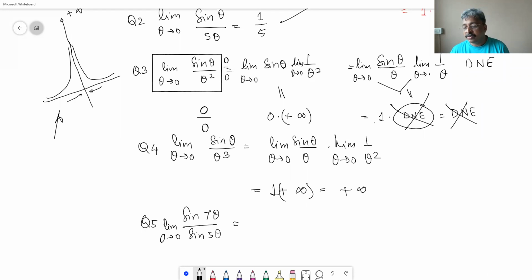Now, we are dependent on a very weak internet connection. I'll have to check. But before that, you solve this: sine 7 theta upon sine 5 theta.